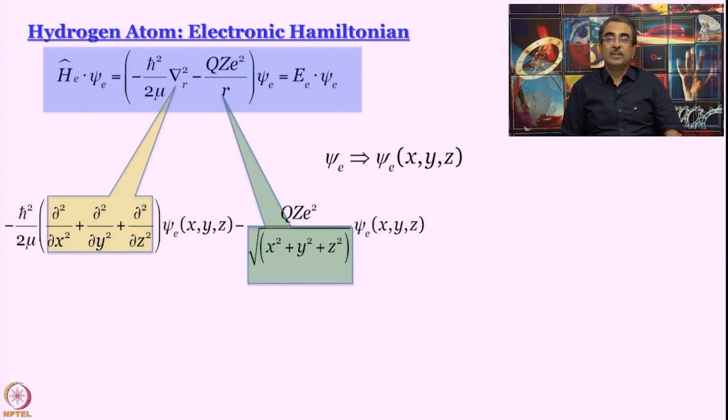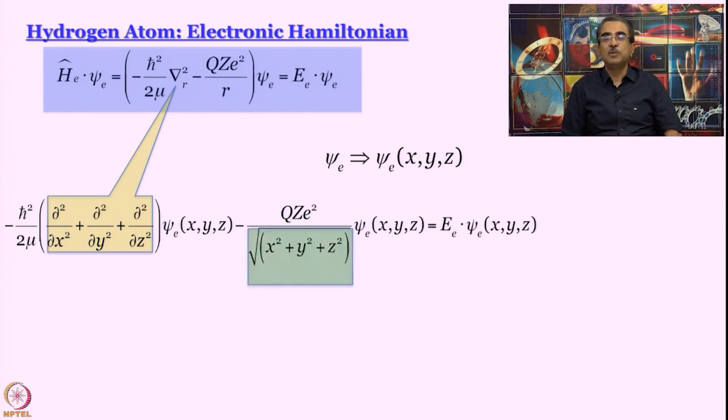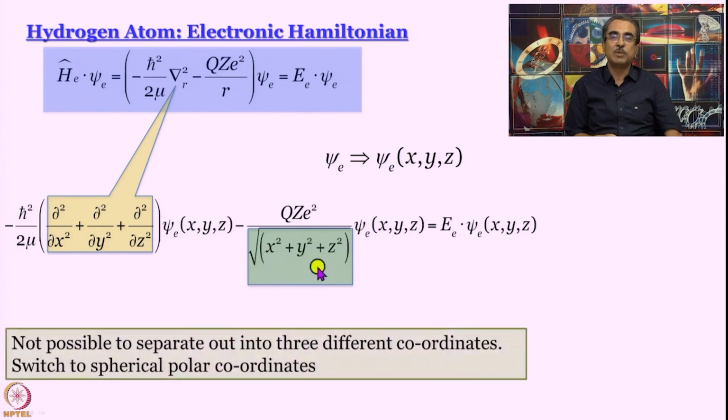Is that okay? Can we work like this? Can we just write it is equal to E multiplied by psi e and try to solve it? Actually we cannot, because earlier when we talked about the 2D and 3D box, we could separate it very nicely. Here the problem is that we have a term in the root over x square plus y square plus z square, and you cannot separate it. So, your Cartesian coordinates will not work.